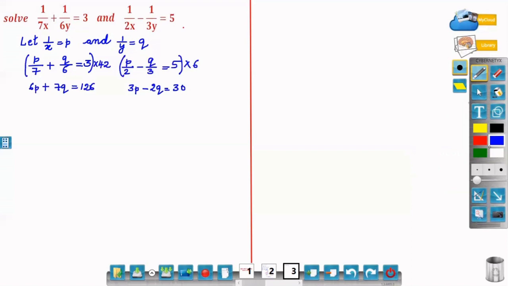Now take the first equation as equation 1 and the second equation as equation 2. Now we have to solve these two equations by elimination method. Write one below the other. 6p plus 7q is equal to 126, and 3p minus 2q is equal to 30.